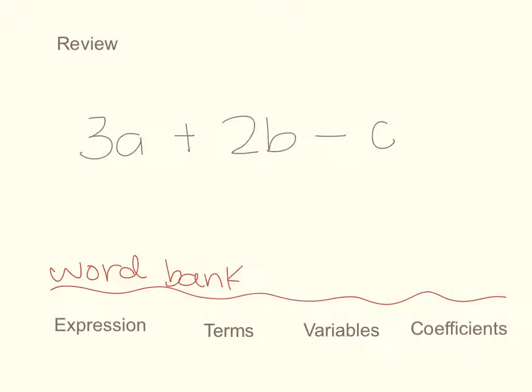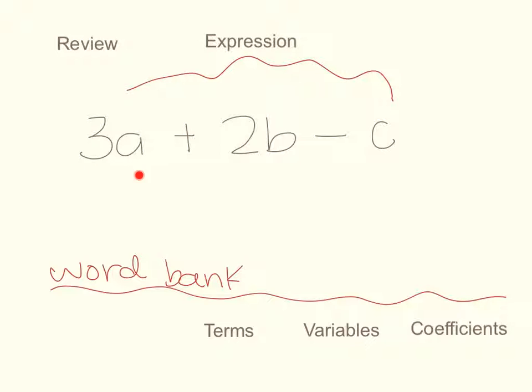Okay, quick review on some of this vocabulary. We have expressions. Here's my little word bank down here. When we're talking an expression is this whole problem, you could call it. This whole thing is our expression. 3a plus 2b minus c. When a problem asks you to write an expression, they're looking for something like this. Not necessarily an answer, but an expression is kind of like writing the problem yourself.